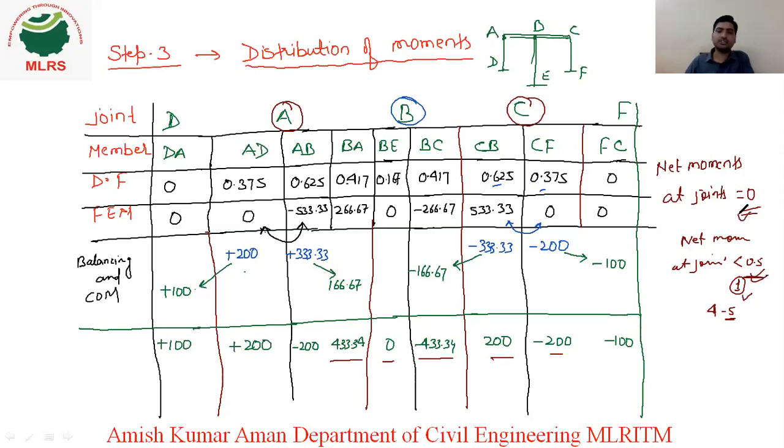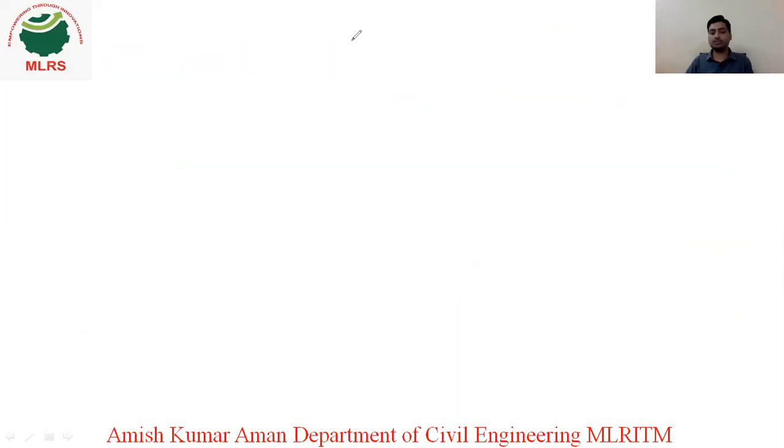And in this case, 0 means perfect. No need to do anything now. So this is all about your distribution of moments. That is step number 3. Now coming to step number 4, you know that step is drawing of bending moment diagram. So step number 4 is the bending moment diagram.